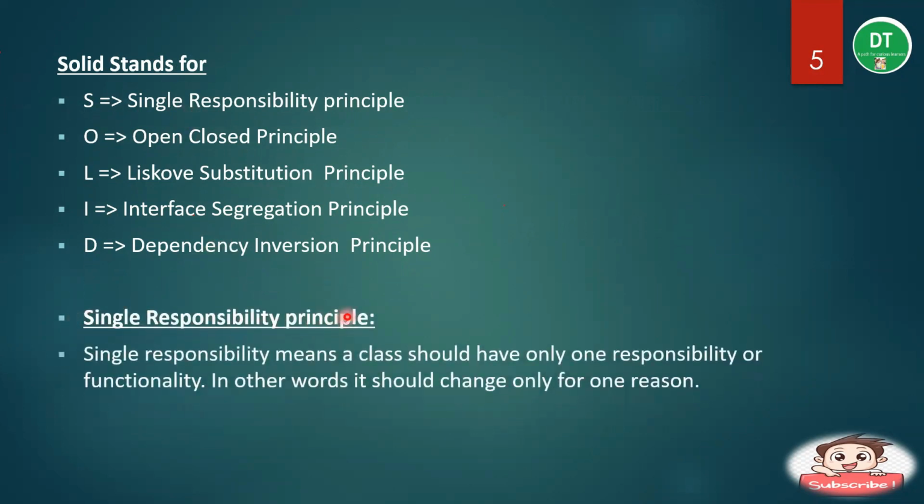Single responsibility principle. What is it? Single responsibility means a class should have only one responsibility or functionality. In other words, it should change only for one reason. A class should be created for a particular functionality, and code related to multiple functionalities should not be there, because if this happens, the usage of the class in the application will become very large, and if any change comes to the existing class, then at many places the change will be required, which is very tedious.